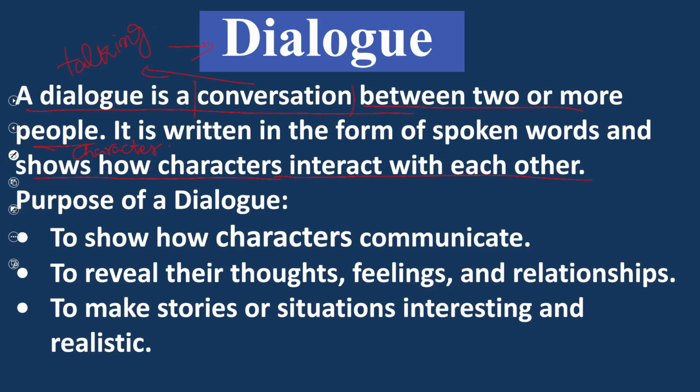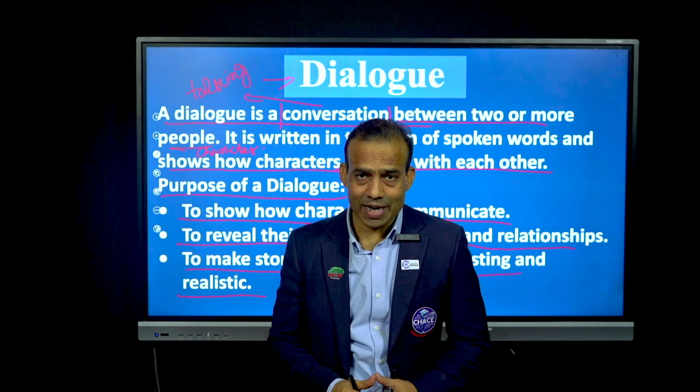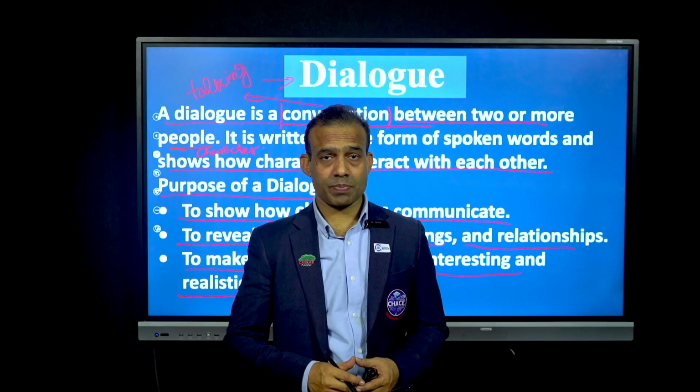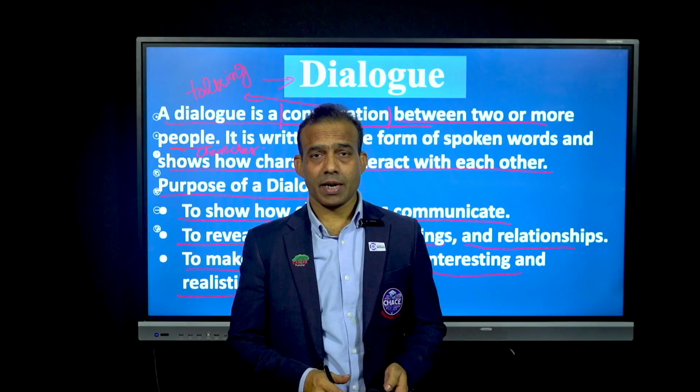Purpose of a dialogue. What is the purpose of any dialogue? Number one, to show how characters communicate. Number two, to reveal their thoughts, feelings, and relationships. The third point is to make stories or situations interesting and realistic. For these purposes, we write dialogues. After having insight about this point, move to the next point.